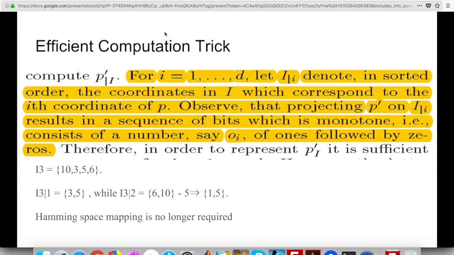Remember that we don't want to actually map the points into the Hamming space. This will be computationally inefficient. So we need a computation trick to compute the hashing function without actually mapping the points to the Hamming space. So how are we going to do this?